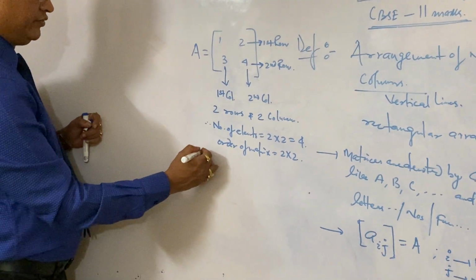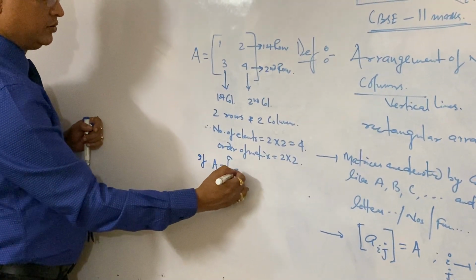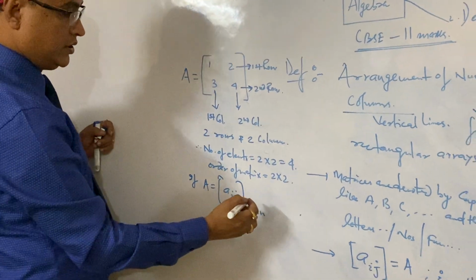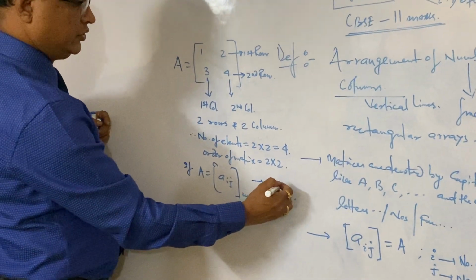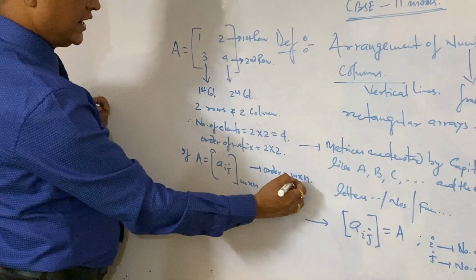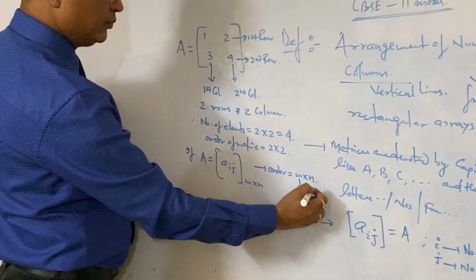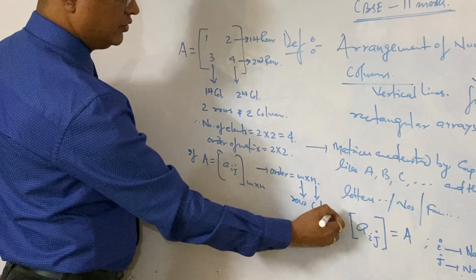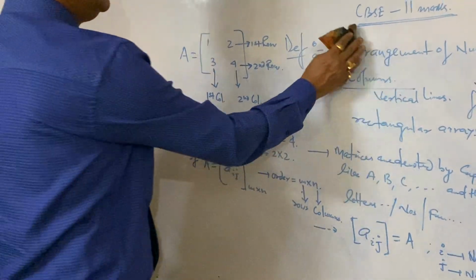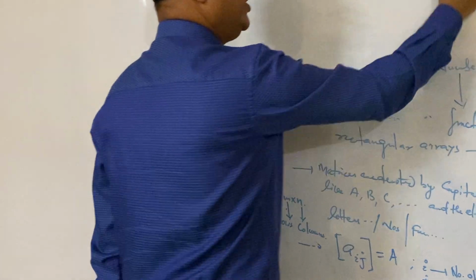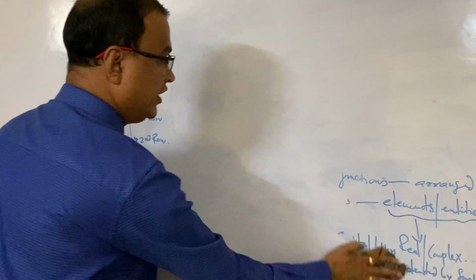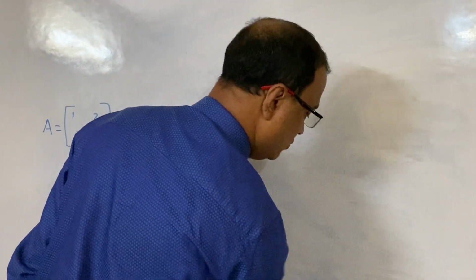So if I am writing capital A equal to standard notation Aij, m by n, that means it is indicating the order of this matrix is m by n, which means there are m rows, and n is indicating the number of columns. So there are m rows and n is the number of columns, and the total number of elements is m into n, that is m multiplied by n.